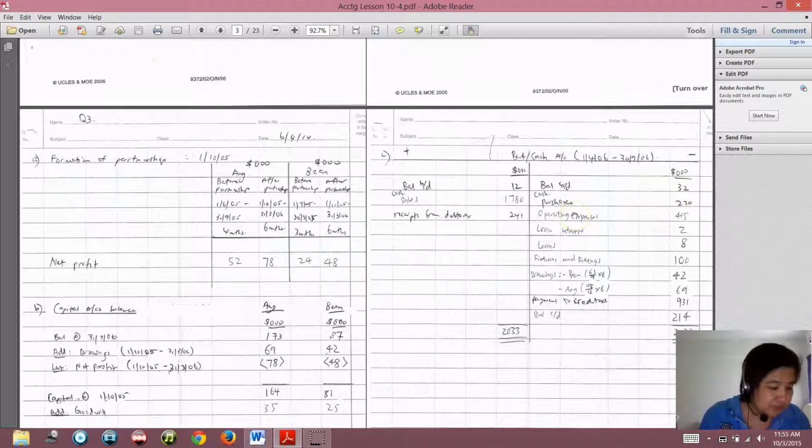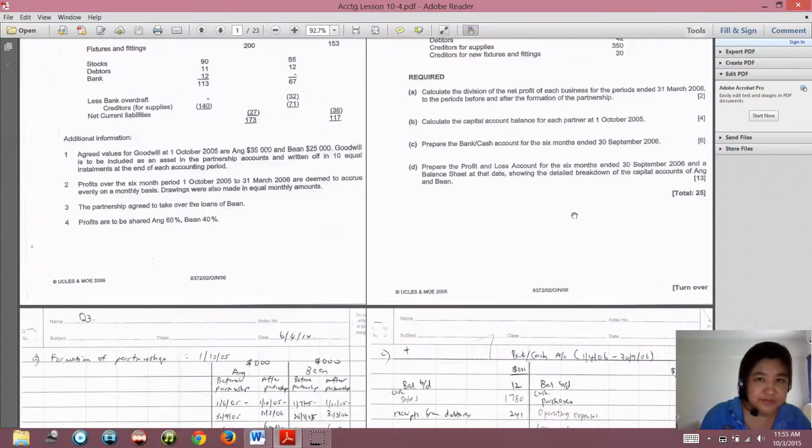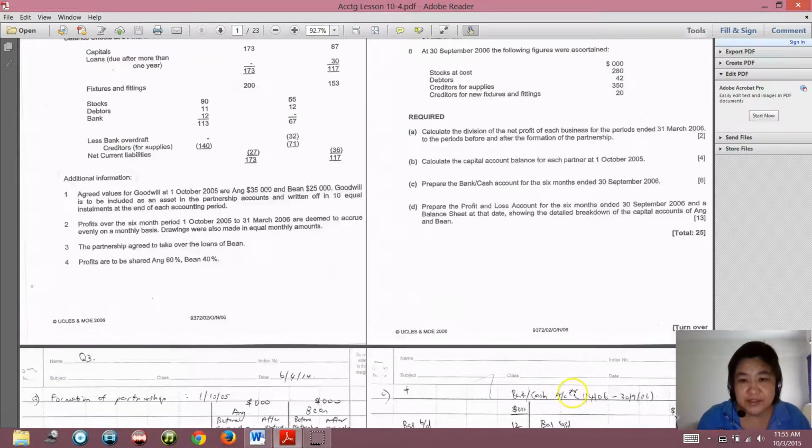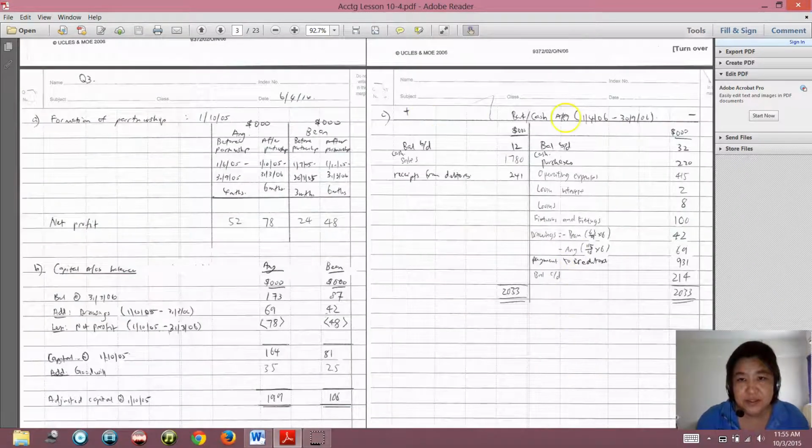So now you can go to note 5 of this question. Okay, so this is cash sales. Okay, you see this one is actually quite easy. Okay, bank cash account, this debit side, it means money comes in. Credit side means money goes out. Okay, this one, if you have followed through, you would have known, because bank or cash account is of a debit nature. So on the debit side means money comes in, credit side means money goes out.